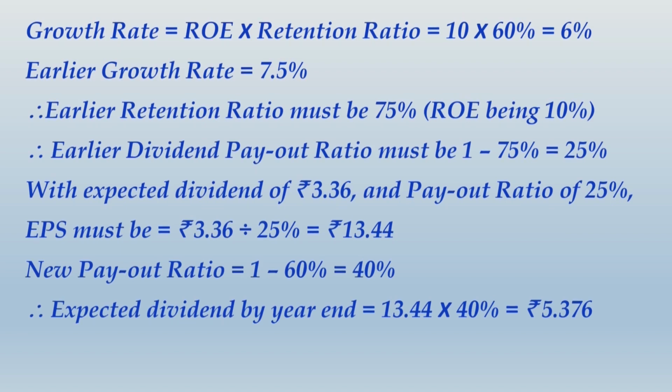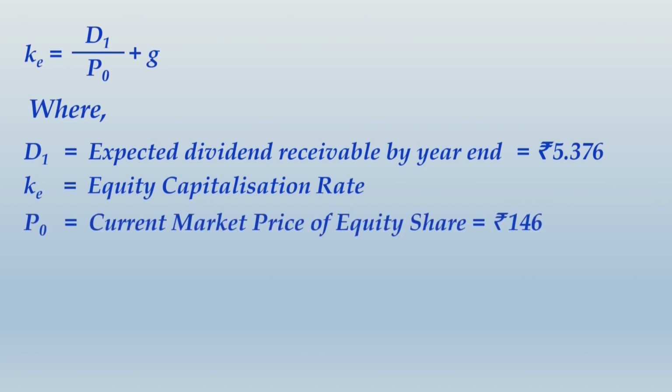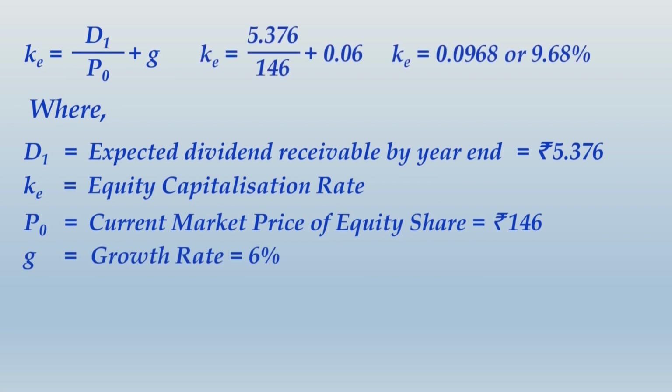Alright friends, after writing up all these base calculations, let us move ahead and determine the revised KE. Revised growth rate we have already figured out. Revised KE: now D1 has changed to rupees 5.376, P0 remains 146 and growth rate has changed to 6%. The impact of that would be the revised KE comes as 9.68%. So note down this as well, and that will be the end of the solution.